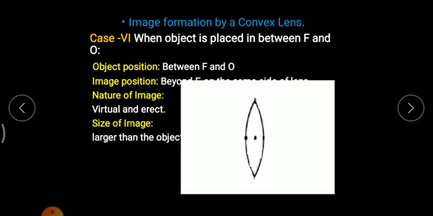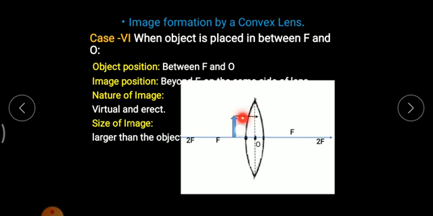Now the 6th case. In terms of a convex lens, this is a convex lens, the imaginary line from which refraction is occurring is the optical center, and the blue line is the principal axis. Different terms like f for this refracting surface, and f for this refracting surface, 2f for this refracting surface, and 2f for this refracting surface. Now I need to place my object between focus and optical center. So I have placed my arrow over here. This is the object.